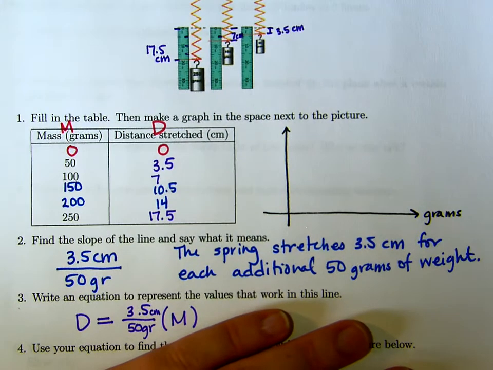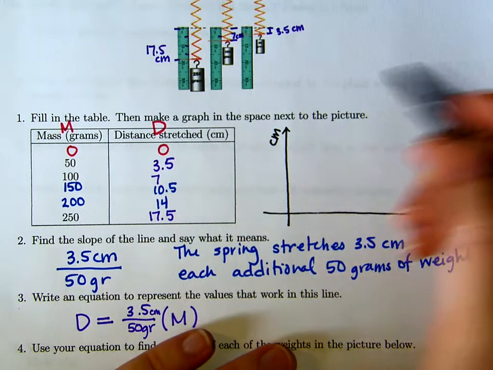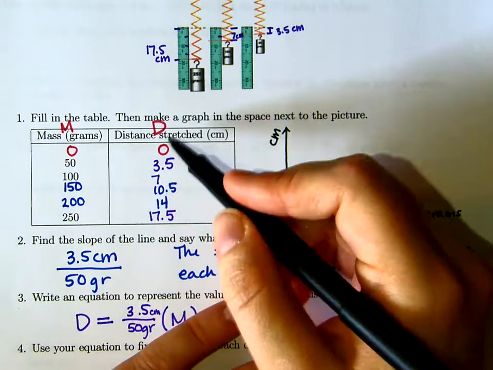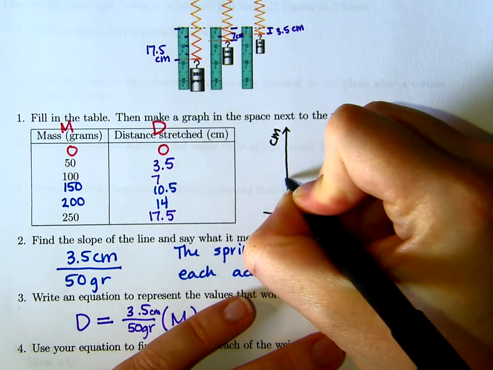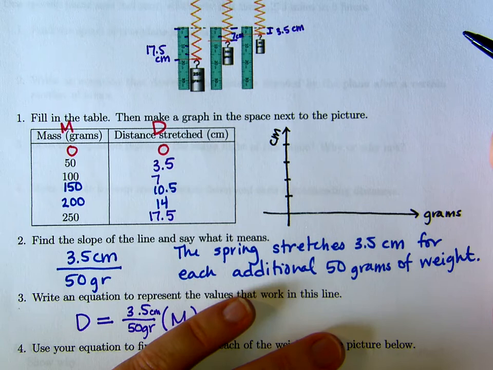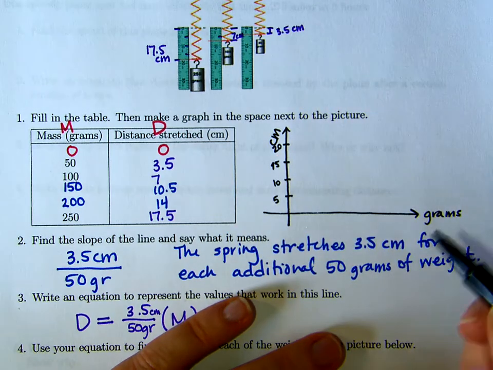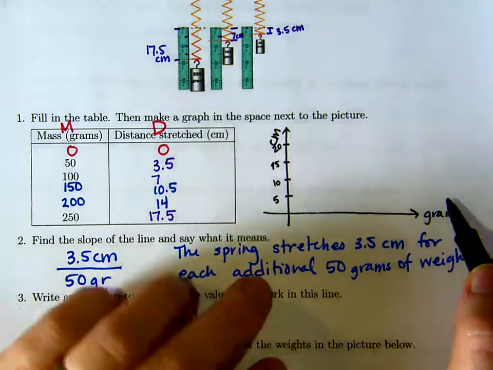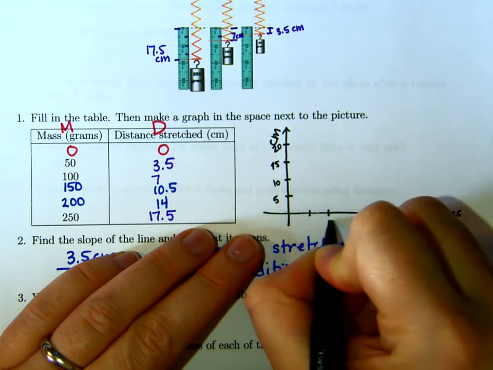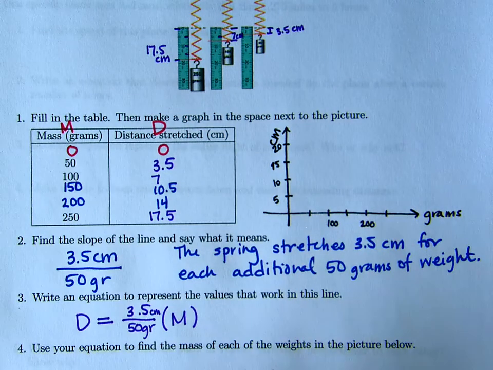Grams is the explanatory. Centimeters is the response, and centimeters of stretch if you want to be real specific. And let's go, we have to go up to, I don't know, maybe we'll just do these first few. Let's go 5, 10, 15, 20. It works. That allows us to get all of them if we like. And we have to go up to 200 or 250. So let's go, I don't know, 50, 100, 150, 200 grams, 250.